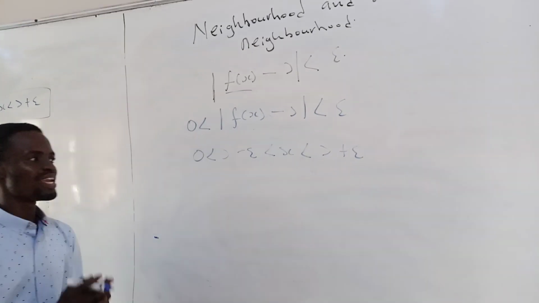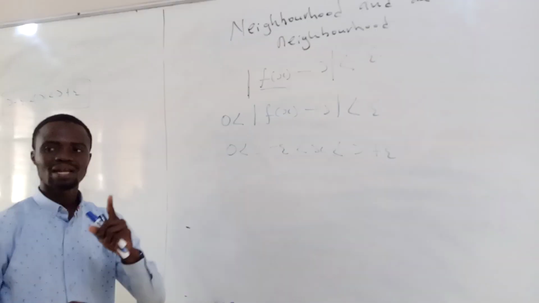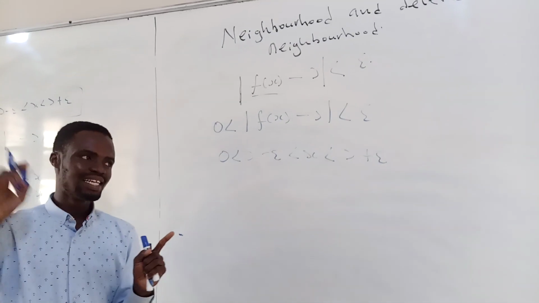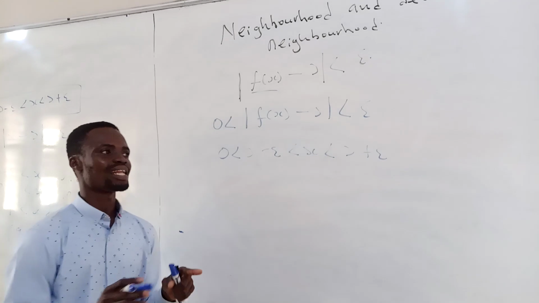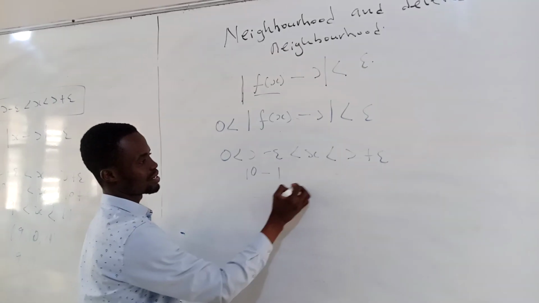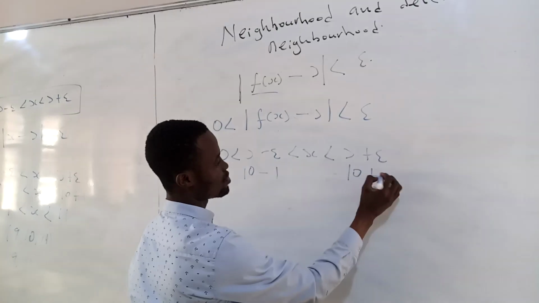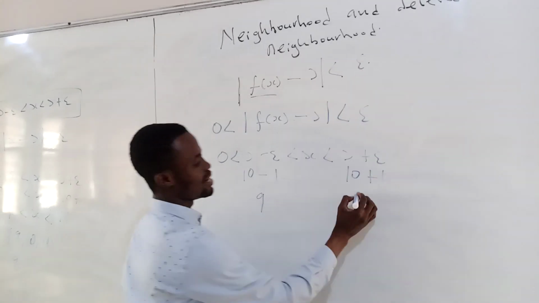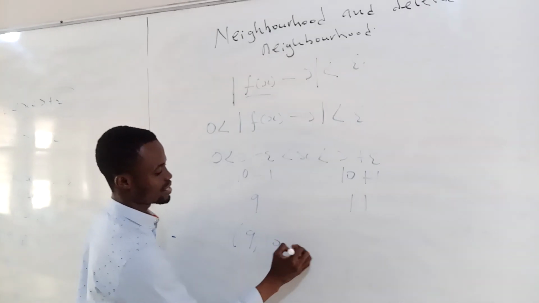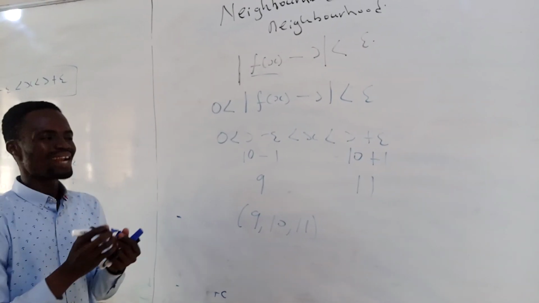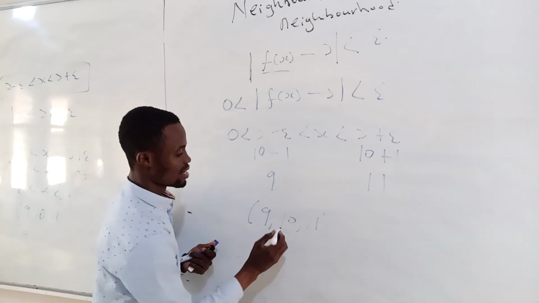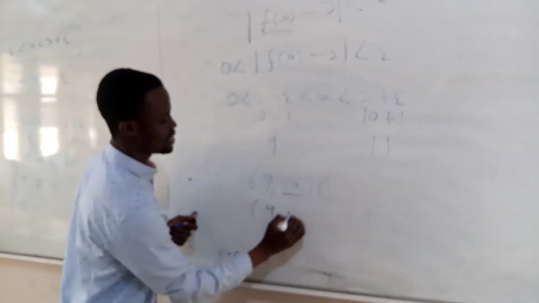So that's the formula. Here, when I ask you what is one deleted neighborhood of 10, look at the question. You see one deleted neighborhood of 10. So everything I get, I delete 10 from it. Here I'm going to get 10 minus 1, then 10 plus 1. So I'm going to get 9, and here will be 11. When I list them, I'm going to get 9, 10, then 11. But the question says one deleted neighborhood of 10, so I just delete 10. If I delete 10 here, I get 9, then 11.